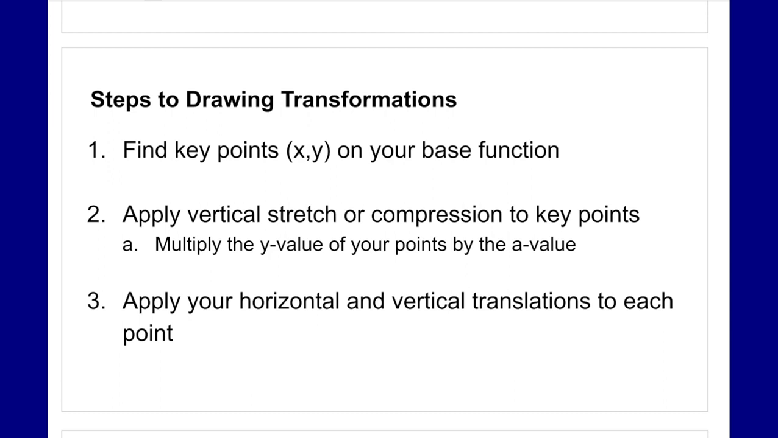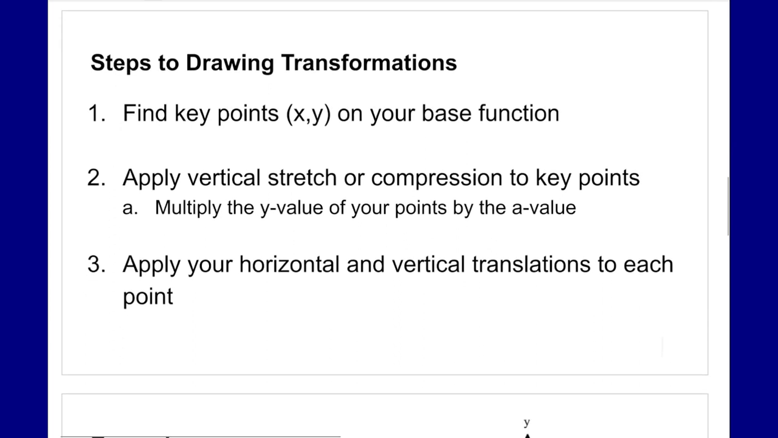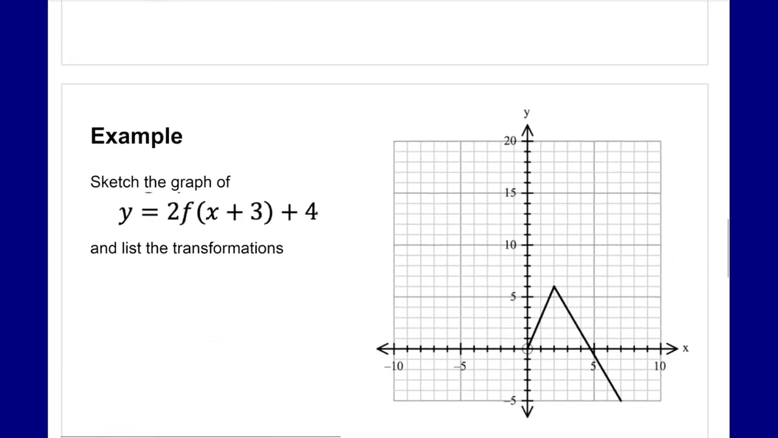Similar to the table, we're going to multiply the y value of those coordinates by the a value. We're then going to apply our horizontal and vertical translations to each point. So after we apply that stretch or compression, then we're going to apply the left or right or an up or down shift. So let's look at a couple of examples.